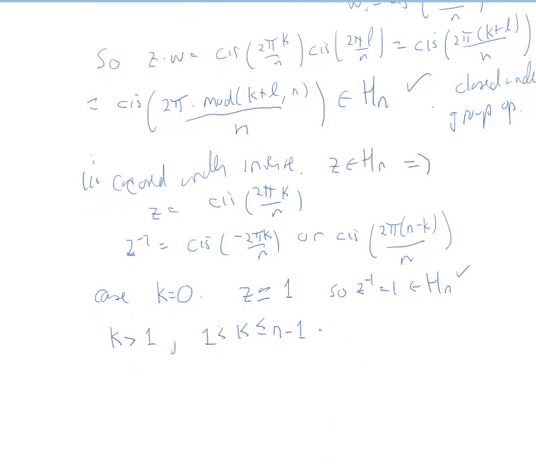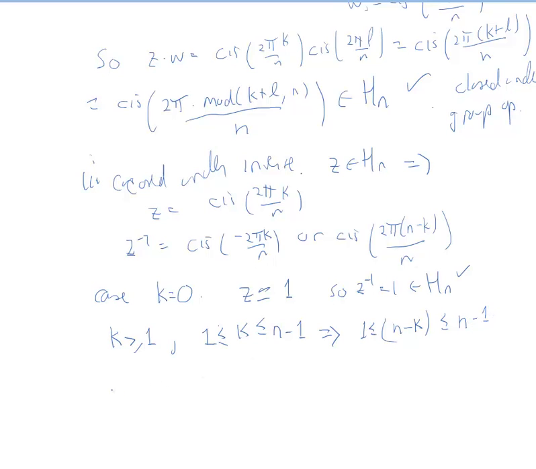In that case, what's the biggest n minus k can be? The biggest it can be is n minus 1. That happens when k is equal to 1. What's the smallest it can be? The smallest it can be is when k is equal to n minus 1, and that's going to be 1. Okay, so n minus k is between 1 and n minus 1.